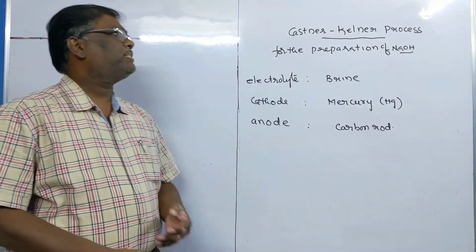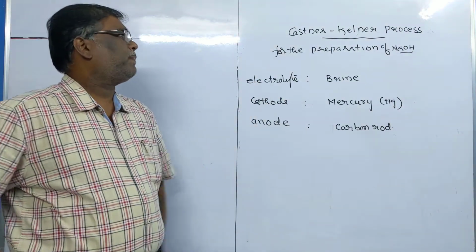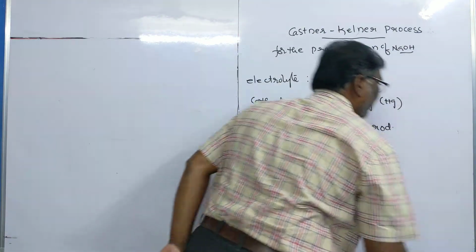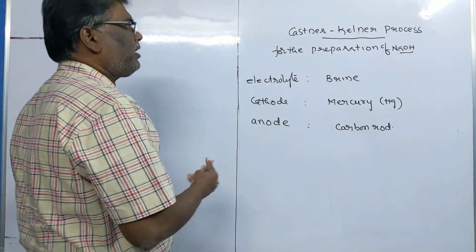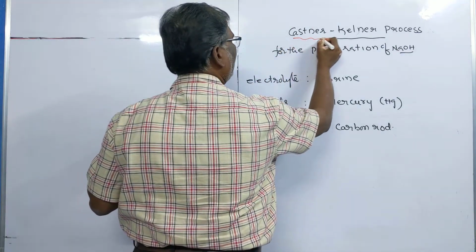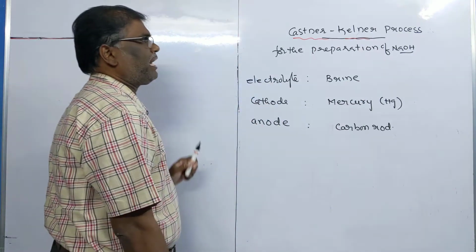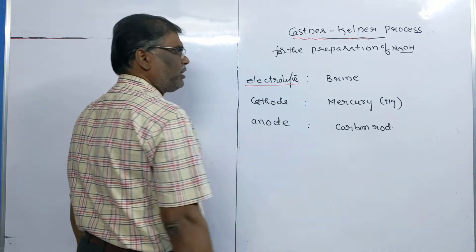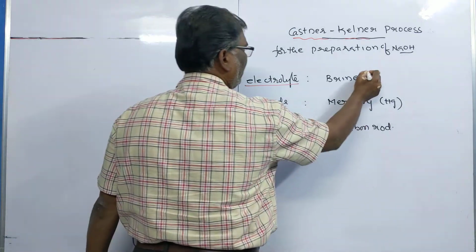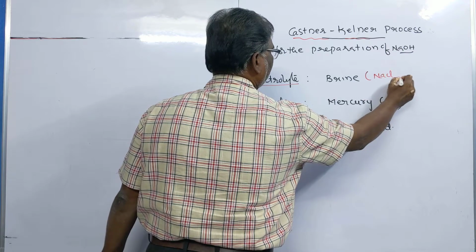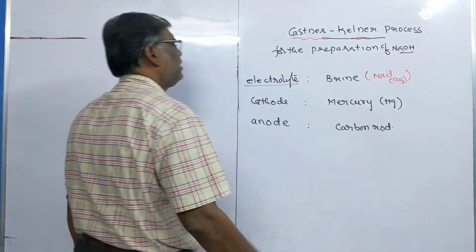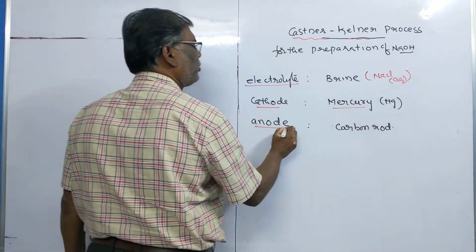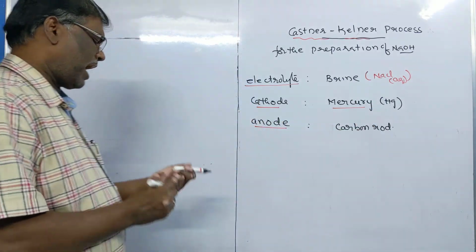Hello students, in this video we are going to discuss the preparation of sodium hydroxide. Sodium hydroxide is prepared by the Castner-Kellner process. The solution used in this process is brine solution, which is aqueous NaCl solution. Mercury acts as the cathode. The carbon rods act as the anode.